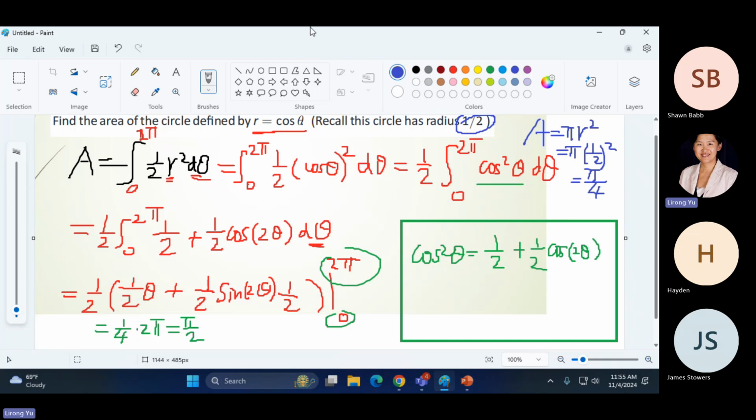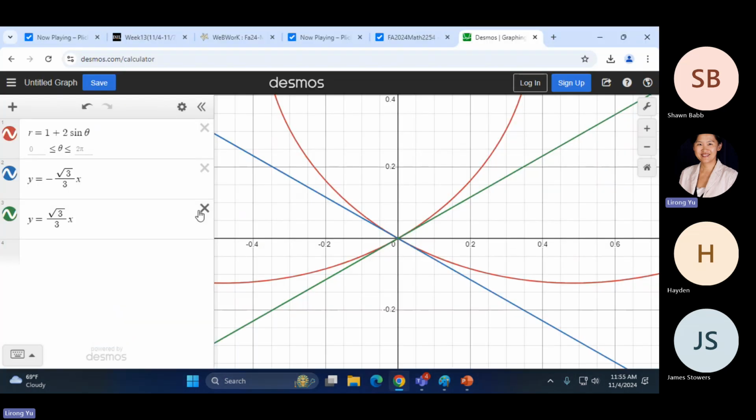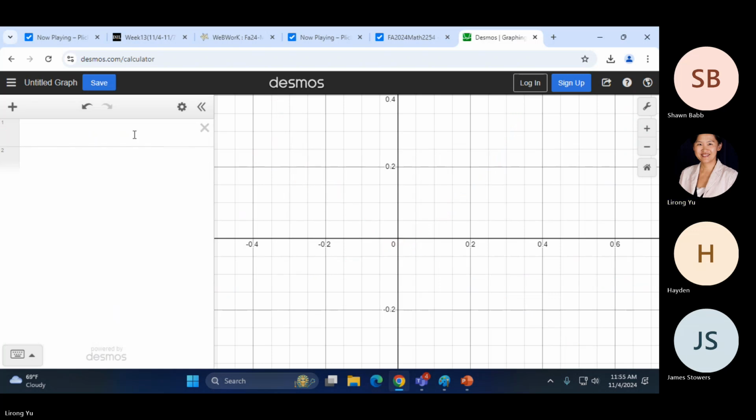It's 0 to pi. So this should be integrated from 0 to pi, and that should be 1 pi. We can draw the circle to determine the integration boundary, and then the final answer will be pi. I know for sure that should be the right area. So let's look at the circle represented by the graph.